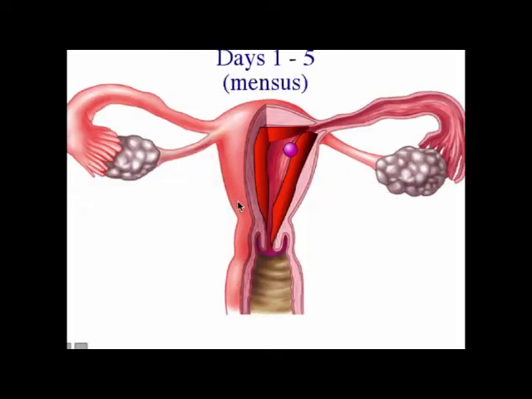And here's kind of the cartoon of that. So this is now days 1 through 5 of the next cycle, and since there's no progesterone, the endometrium sloughs off, carrying the unfertilized egg, because we said she was not pregnant, so that egg is unfertilized.